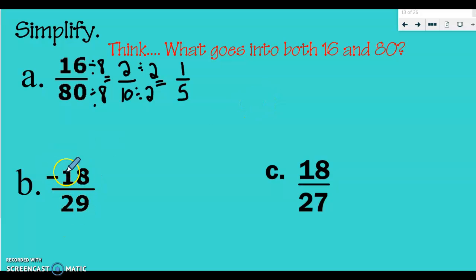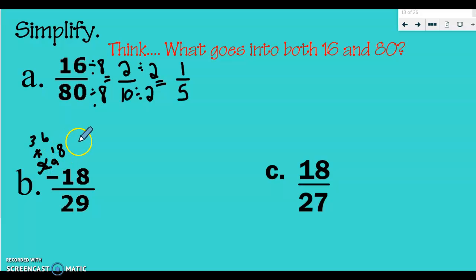So think about what goes into 18 and what goes into 29. You might be thinking, what are the factors of 29? If that's the harder number, let's look at 18. So 18 is 1 and 18, 2 and 9. Also, you have 3 and 6. 1 is not going to be a common factor, so we're going to avoid 1. 2 doesn't go into 29 because it's not even.